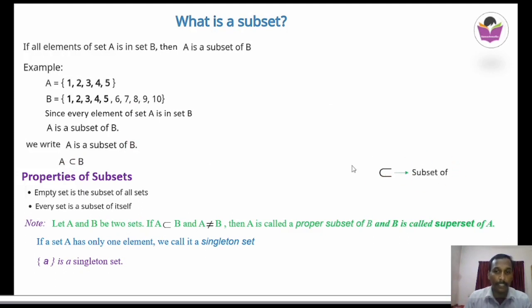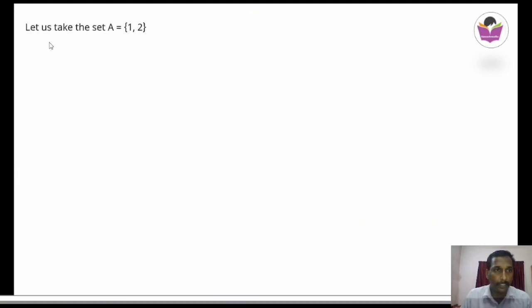And not a subset of also has a symbol, that is this one. So this is not a subset of. We read it as not a subset of. Next, let's take some examples.